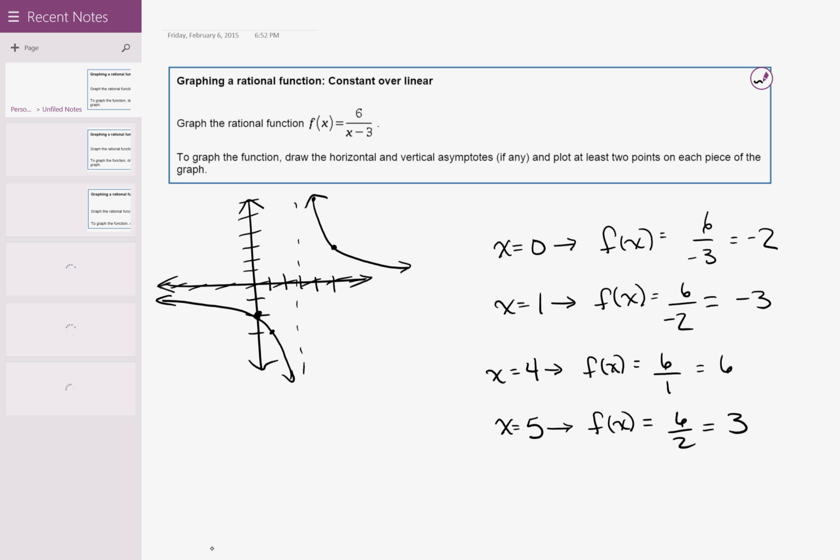Note that this is the rational function. It has been shifted 3 to the right, and then it has been stretched vertically by a factor of 6.